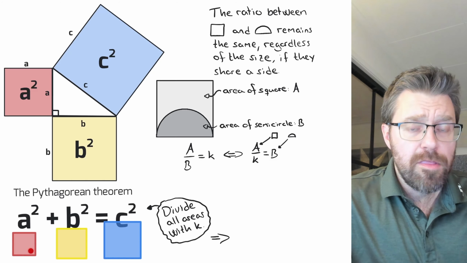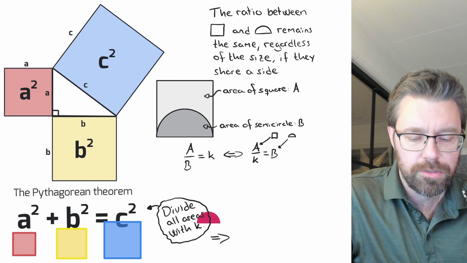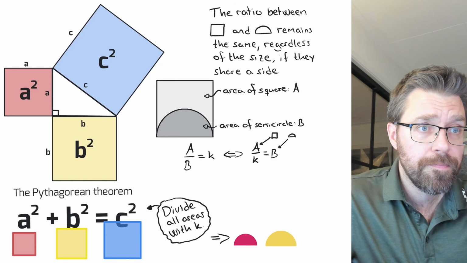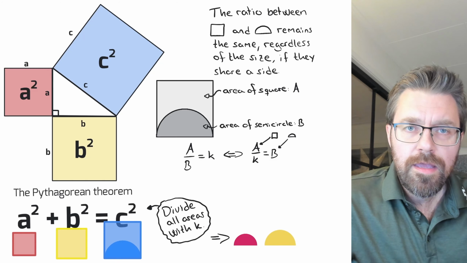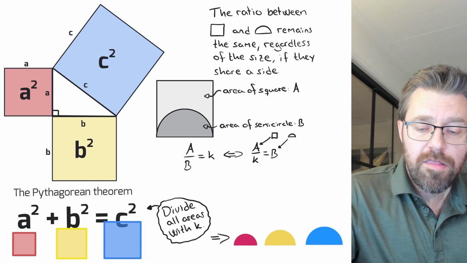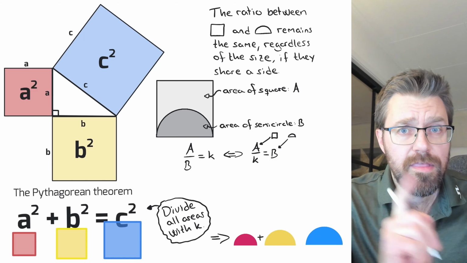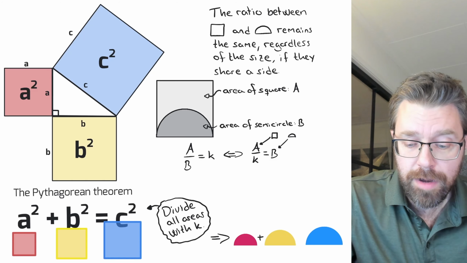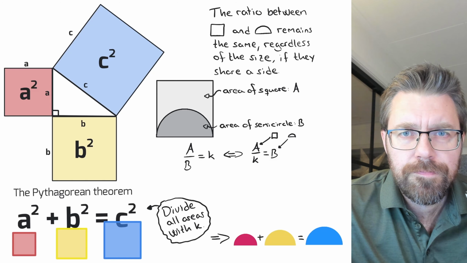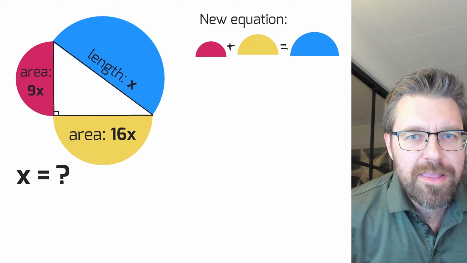The area of the square, when we divide it by k, becomes the area of a semicircle. The area of the middle one becomes a semicircle too, and the area of the big square also becomes a semicircle. So the new equation is this one. You take the small semicircle's area, add it to the middle one, and you get the area of the big semicircle. So now we can solve our problem, I think.